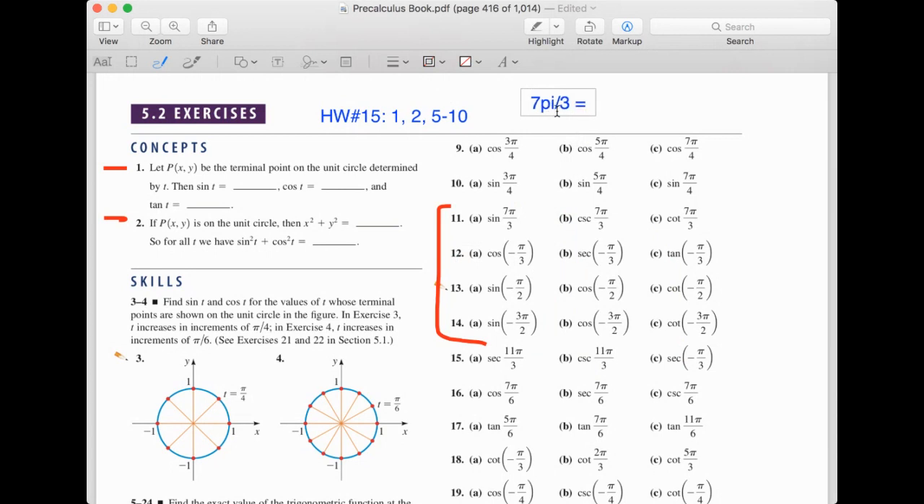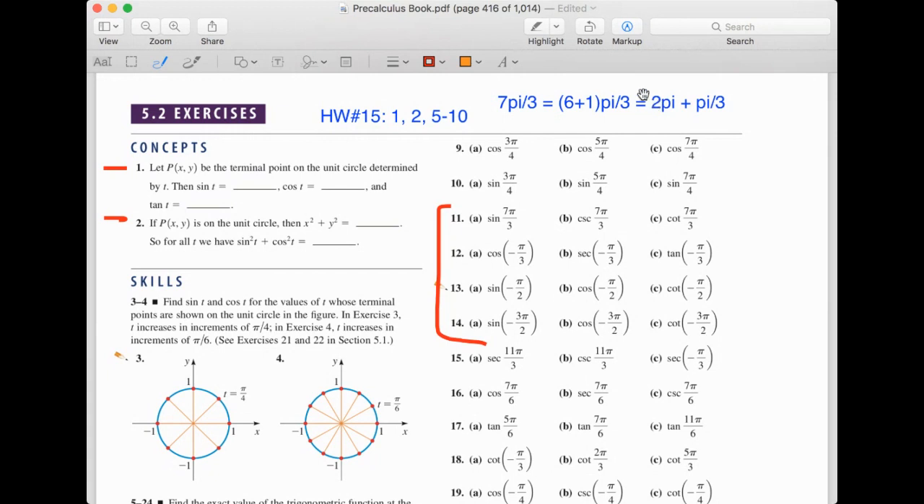We know 7 can be split into 6 plus 1. Why do we want to do that? Because it's divided by 3, right? We know 6 can be divided by 3. So first, we split 7 into 6 plus 1. Then 6 divided by 3, we know that's 2. So we get 2 pi plus pi over 3, right? So 6 pi divided by 3, that's 2 pi. 1 pi divided by 3, just pi over 3.